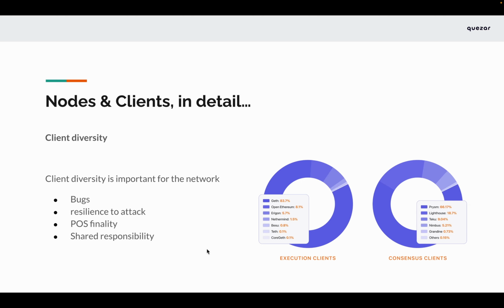There's also an aspect of shared responsibility. If one client is being used more than the others, then the accountability of keeping up the integrity of the entire network comes down to a very small group of individuals, a very small team. So that is also not good for the ecosystem.